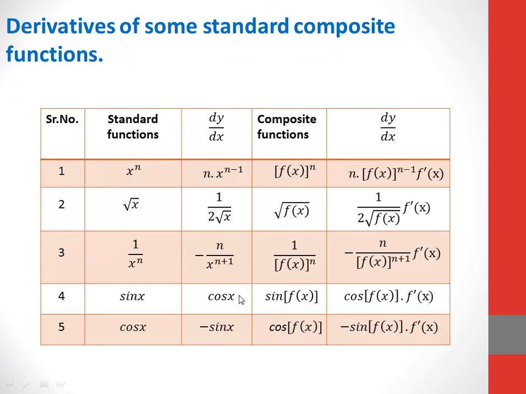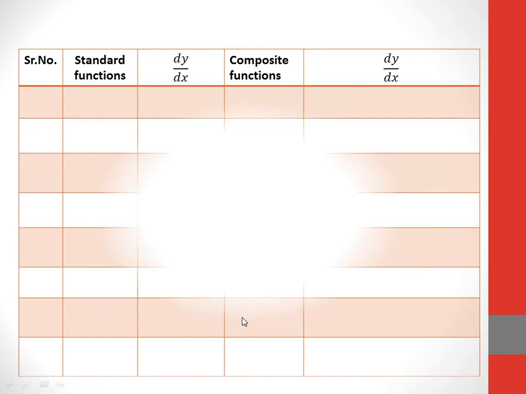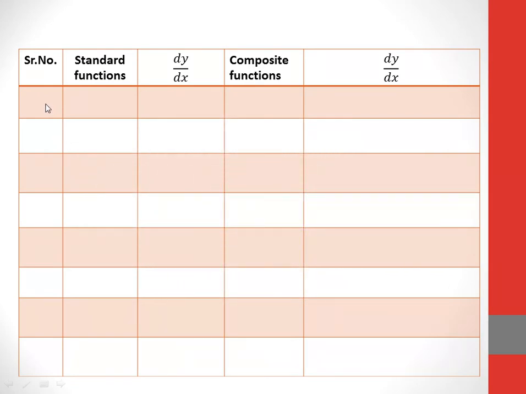Now next one, number 6, the standard function is tan x. We know that the derivative of tan x is sec square x. Now in place of x, if there is f of x, that is, if it is tan of f of x, then the derivative will be sec square f of x into f dash x.